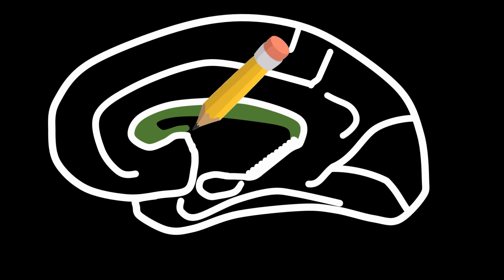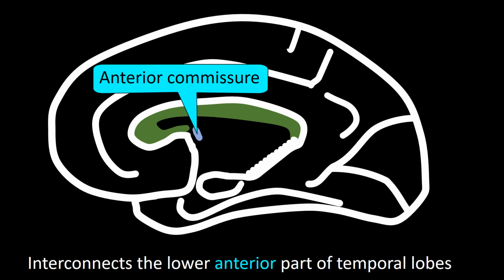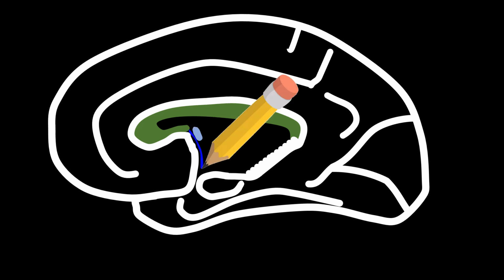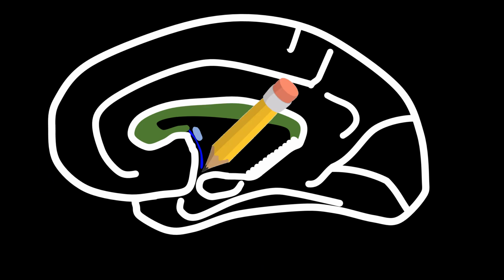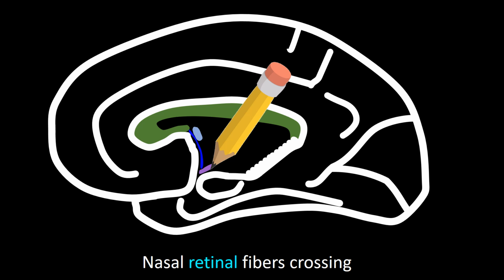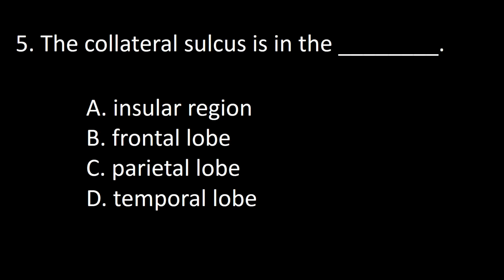Go just behind the anterior tip of the corpus callosum and draw a short line slanted backwards. This is the anterior commissure, which interconnects the lower part of the anterior temporal lobe. Now go in front of the anterior commissure and draw a thin line going down. This is the lamina terminalis. Just below the lamina terminalis, draw a line going backwards. This line represents the nasal fiber crossing at the level of the optic chiasm. So the answer to this question is D.